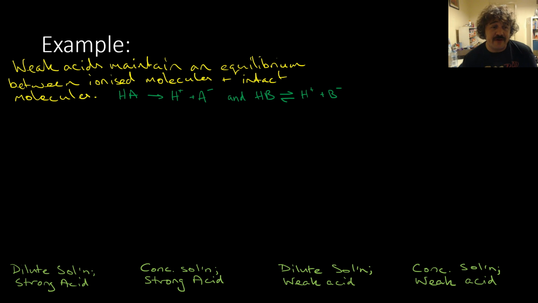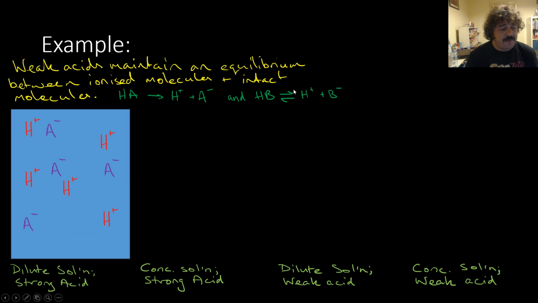Now, let's have a quick look at some examples, 4 examples. A weak acid, it's important to realize, maintains an equilibrium between the ionized molecules and the intact molecules. So, for example, here we have HA, and this is our strong acid, and this is our weak acid. And you can tell that straight by looking at the symbol there, which means goes to. So you've got the complete reaction goes to, and here you have the equilibrium goes to. So HB goes to H plus ion and B minus ion, also acid B, in equilibrium.